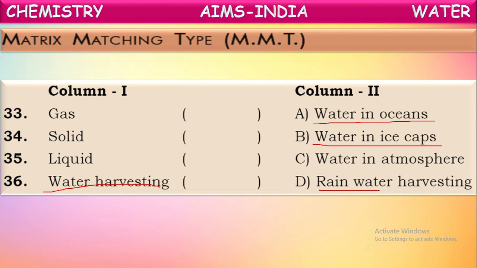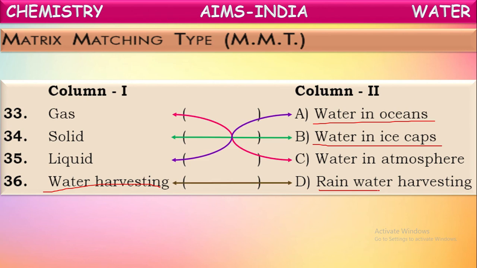Okay, now try to match these. See the correct matching. Gaseous form, water in atmosphere; solid form, water in ice caps; liquid form, water in oceans; water harvesting, nothing but rainwater harvesting. Okay, this is the correct matching here. Observe it once.